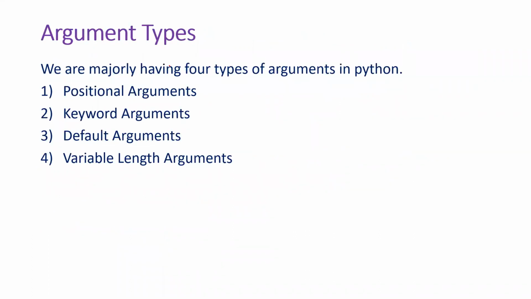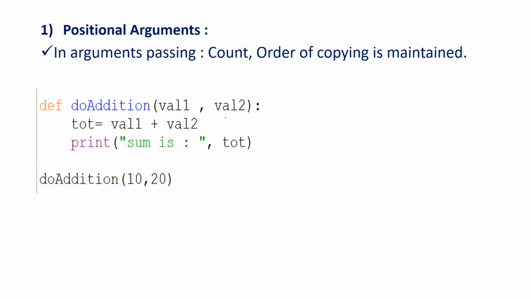Now see the argument types. Based on how we pass the arguments to the function, the arguments are classified into four types in Python: positional arguments, keyword arguments, default arguments, and the variable length arguments. Let's look at each of them in detail. Positional arguments. In positional arguments, the order of passing the arguments and the count should be maintained.